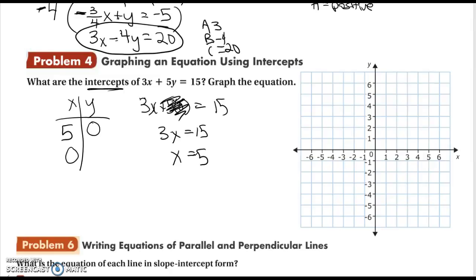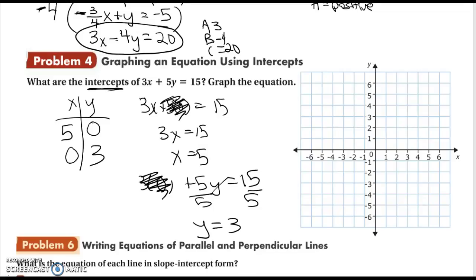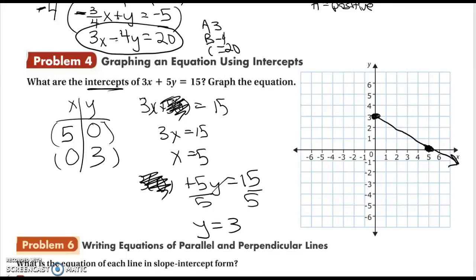For the y-intercept, I'm going to put 0 in for the x. And when I do that, 0 times 3 is 0, and that basically will drop out. So I'm left with 5y equals 15. I can divide both sides by 5 and get y equals 3. So those are my two coordinates that I can now plot on my graph. The x-intercept is 5, the y-intercept is 3. I can connect my dots. Don't just stop there. Make sure you extend all the way through the graph and use arrows. And there is my graph.